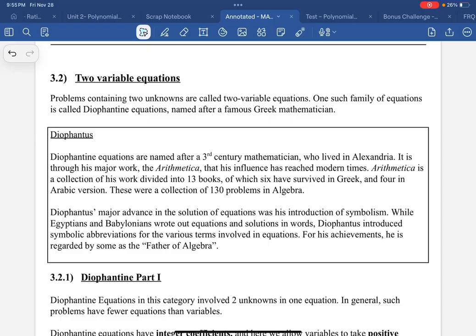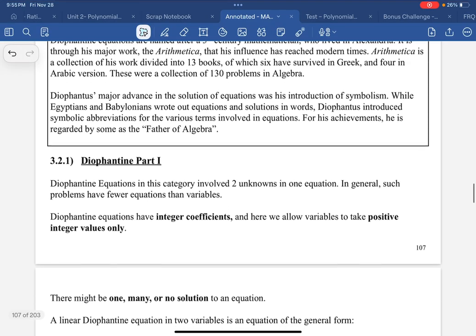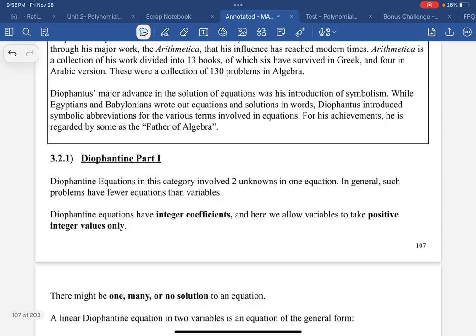A collection of work divided into 13 books, of which 6 have survived in Greek and 4 in Arabic version. And so, a collection of 130 problems in algebra. The major advance was in the introduction of symbolism for the solution of equations. Egyptians and Babylonians wrote out equations and solutions in words. Diophantus explored the idea of using symbolic notation, and so therefore became considered by some as the father of algebra.